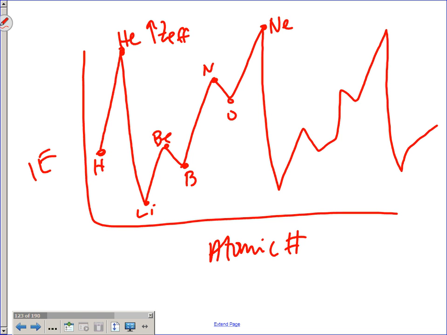What should the trend be if we were just going with our factors? Should just be increasing, right? But then we see these wiggles in the middle, and that's what their exceptions were explaining. 3A and then 6A. So we should see, as we do, an increase from lithium to beryllium. Why? Okay, we're still talking about the same period. Lithium, beryllium, boron, nitrogen, oxygen, neon are all in the second period.